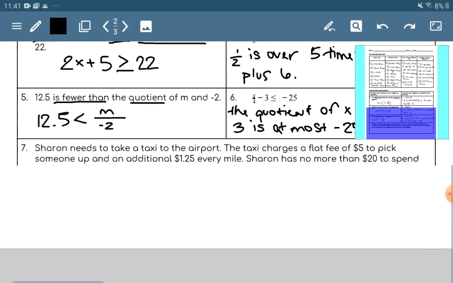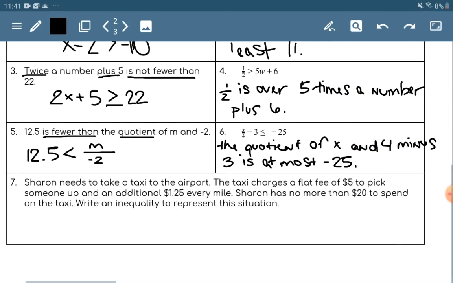And we have one final question to go through. This is a word problem. It says Sharon needs to take a taxi to the airport. The taxi charges a flat fee of $5 to pick someone up and an additional $1.25 every mile. Sharon has no more than $20 to spend on the taxi. Write an inequality to represent this situation.